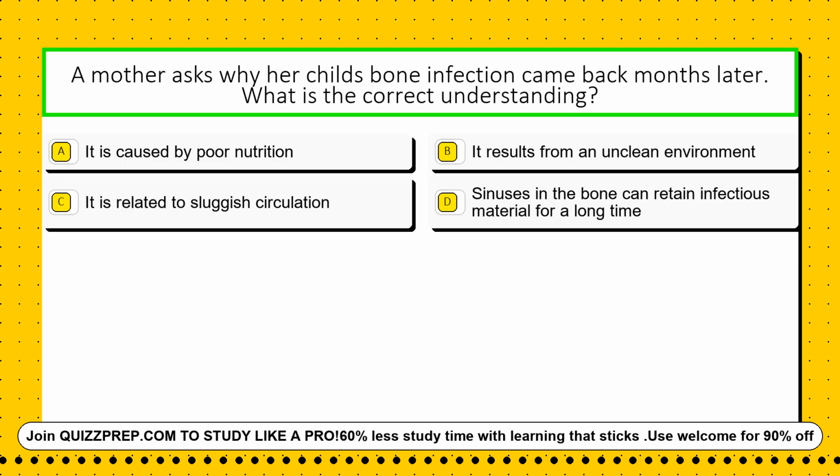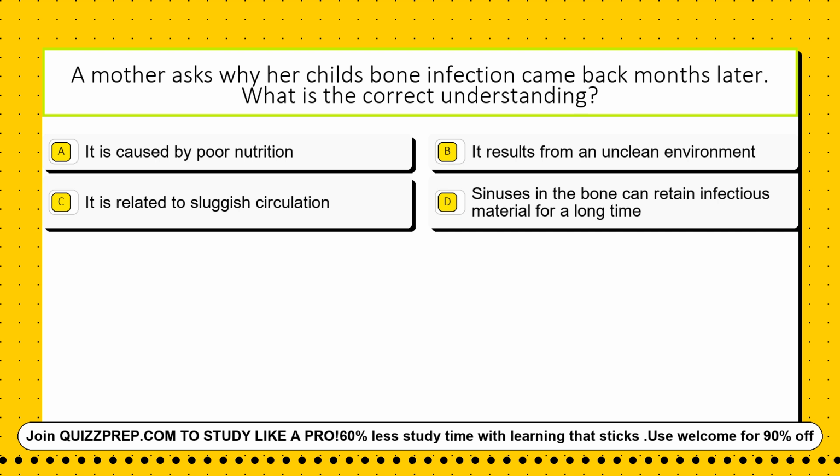Question 98. A mother asks why her child's bone infection came back months later. What is the correct understanding? Option A. It is caused by poor nutrition. Option B. It results from an unclean environment. Option C. It is related to sluggish circulation. Option D. Sinuses in the bone can retain infectious material for a long time.